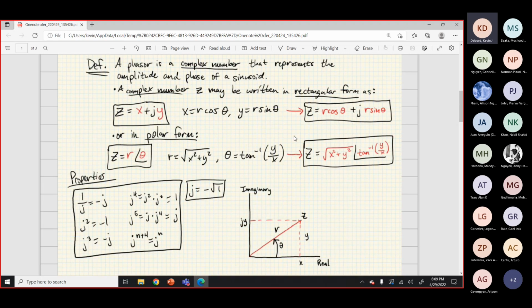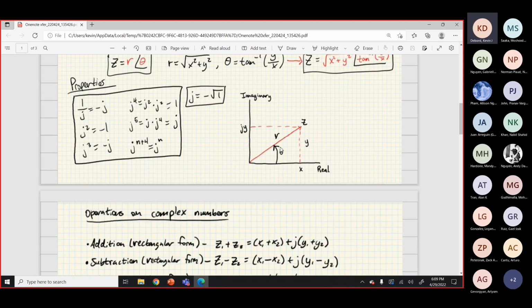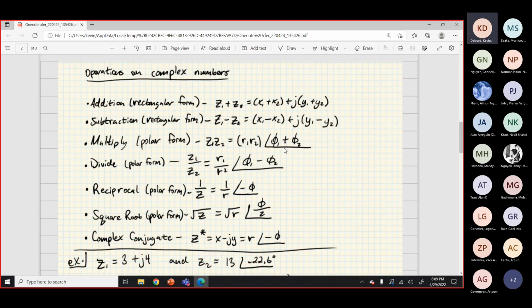Let's see. So these are all the conversions. I'm sure you guys already know this. Okay, operations on complex numbers. I think we all know, right? Okay, I'm getting nods.